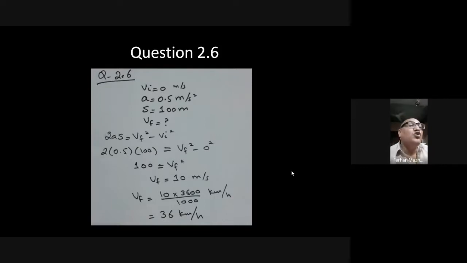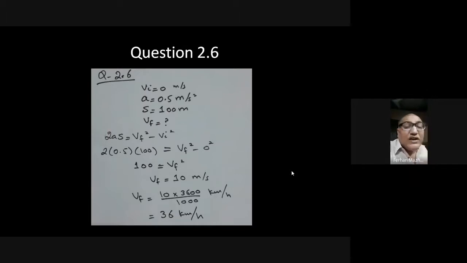Take the square root on both sides. So vf will be equal to 10 meter per second. But their question is to find the final velocity, and the unit they want is kilometer per hour. They want you to represent the final velocity in kilometers per hour.